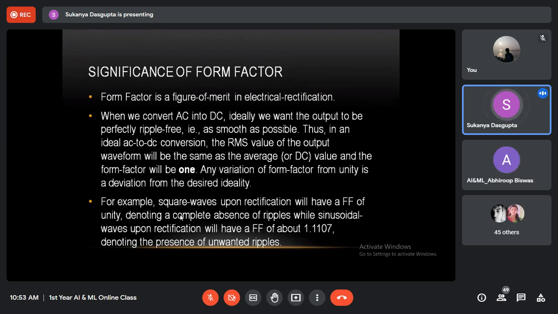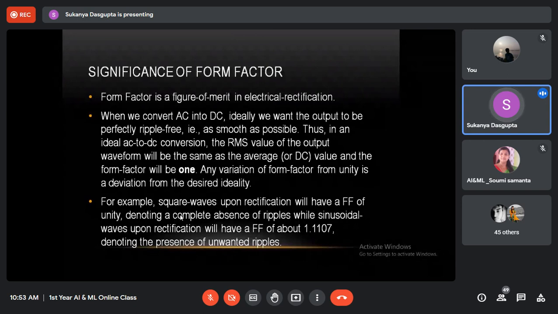Okay. Let's see the significance of the form factor. It is called a figure of merit in electrical rectification circuits. Rectification circuit means AC to DC conversion. When we convert an AC signal into a DC signal, we use the rectifier unit. Any type of rectification circuit can be used there, and our major objective is to get pure DC from the rectifier. That means ripple free DC. So, as much as possible, we would like to maintain a constant DC signal at the output side of the rectifier.